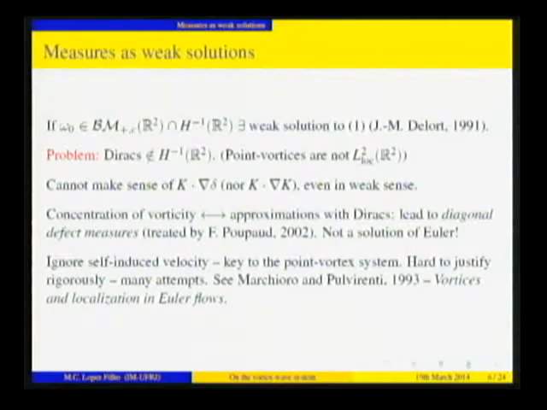So there are treatments. There is a rigorous justification for making the self-induced velocity of a vortex zero. One example of this justification would be this paper by Marchioro and Pulvirenti, Vortices and Localization in Euler Flows, where they show that if you have very sharply concentrated vorticity, or clumps of very sharply concentrated vorticity, they tend to move around according to the point vortex system, ignoring the self-induced velocity. But this is an asymptotic result that has serious hypotheses in it. So again, you can do it. There is some justification, but it's by no means an easy problem.